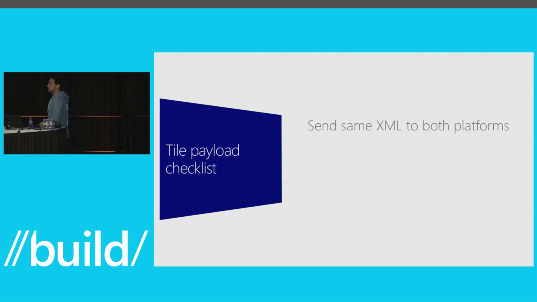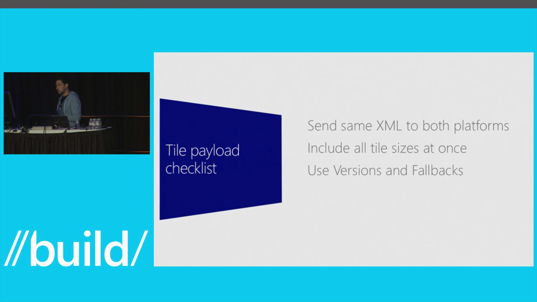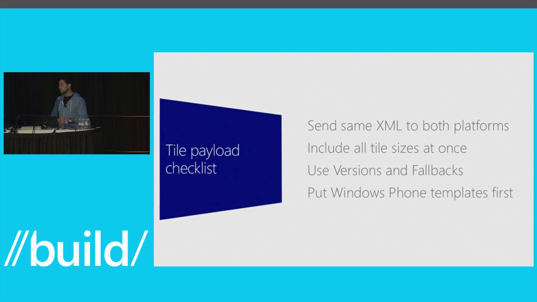So a quick checklist to make sure you did everything. You can send the same XML to both platforms. You should include all tile sizes at once. You saw that. You should use versions and fallbacks. I didn't really talk about that, but with each new version of the platforms, we're introducing more templates. You can specify fallbacks to make sure that the same exact XML works on, say, Windows 8. If they haven't updated to Windows 8.1, the template names are a little different, so you can make sure you're sending the same XML, and it'll work across Phone 8.1, Windows 8.1, and Windows 8.